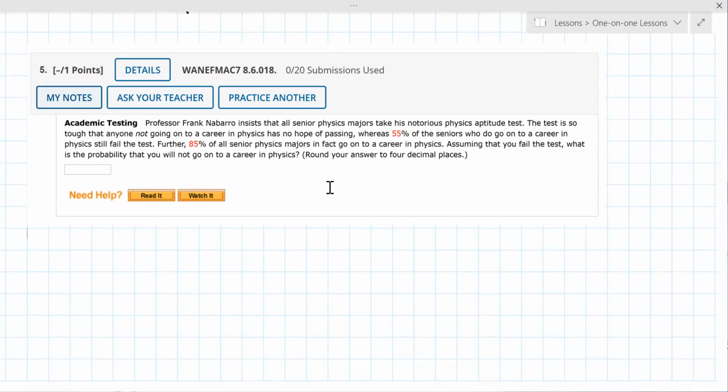So all right, this one says they got a professor that says all senior physics majors take his notorious physics aptitude test. The test is so tough that anyone not going on to a career in physics has no hope of passing. Whereas 55% of the seniors who do go on to a career in physics still fail the test. Further, 85% of all senior physics majors, in fact, go on to a career in physics. Assuming that you fail the test, what is the probability that you will not go on to a career in physics? This one's a little bit harder for me to actually figure out what to put as that first break.